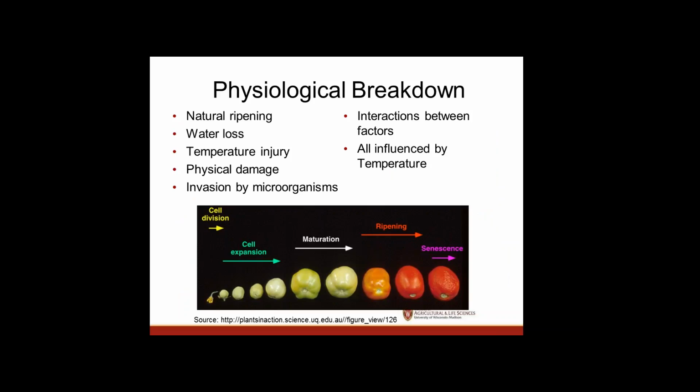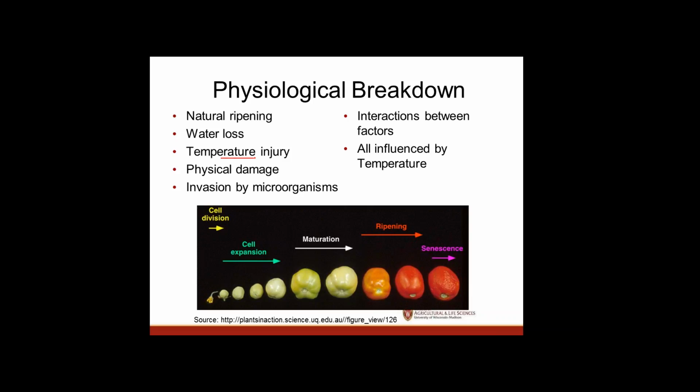So I thought I'd take us back through the steps of physiological development and breakdown of a fruit. This pictorial here shows, from the flower through cell expansion, through maturing, to ripening, to senescence. And through that process, we're going to have water loss. We can have physiological breakdown. We can have water loss. It's a natural ripening process.